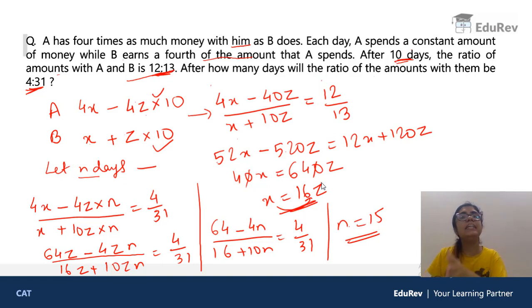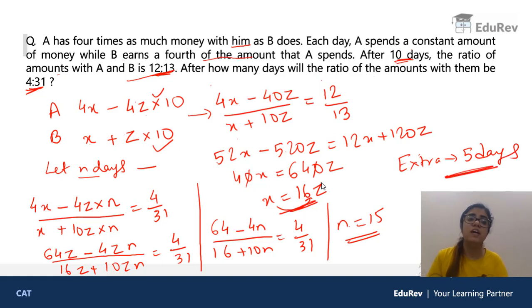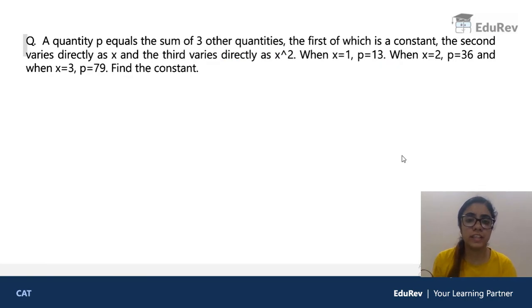उसके बाद it takes how many days? How many extra days does it take? उसके बाद the extra days taken are 5 days. ठीक है? So after 5 days from 12:13, the ratio will be 4:31. ठीक है? So your answer is 5 days and not 15 days. Now let's look at the next question.